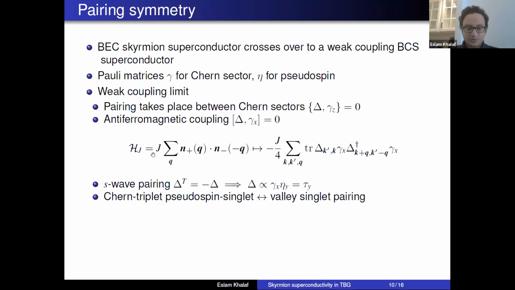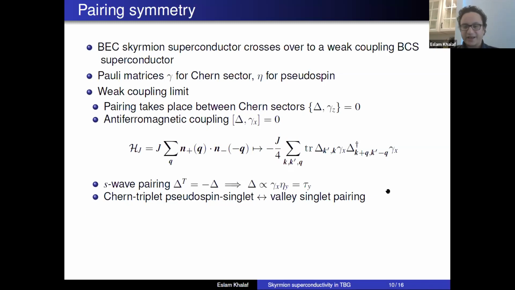The other condition comes from the realization that this J is the main pairing mechanism, the antiferromagnetic coupling. So we can write these pseudo-spin operators in terms of some fermions and decouple these fermions in the Cooper channel. And in this case, we find that the dominant pairing channel satisfies the condition that this delta commutes with gamma x. Combining these and considering S-wave pairing, which would mean that delta has to be anti-symmetric, leads to a unique pairing channel, which is a Chern triplet pseudo-spin singlet, or alternatively, a valley singlet pairing.